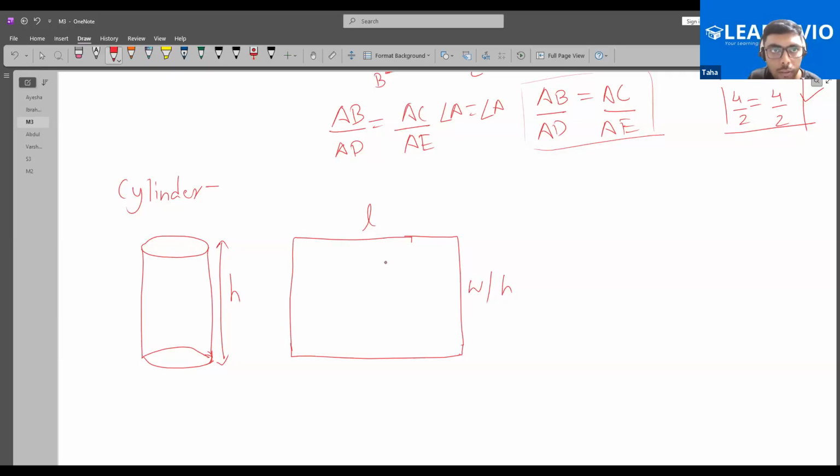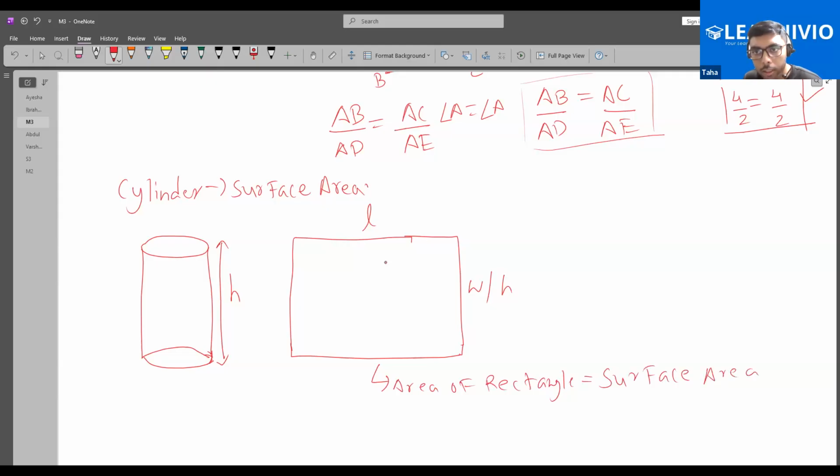And the surface area of the cylinder comes from the rectangular piece of paper that is covering the cylinder, and that is becoming the surface area. So basically the area of the rectangle is equal to the surface area of the cylinder, right? This is very practical and very logical to see here.